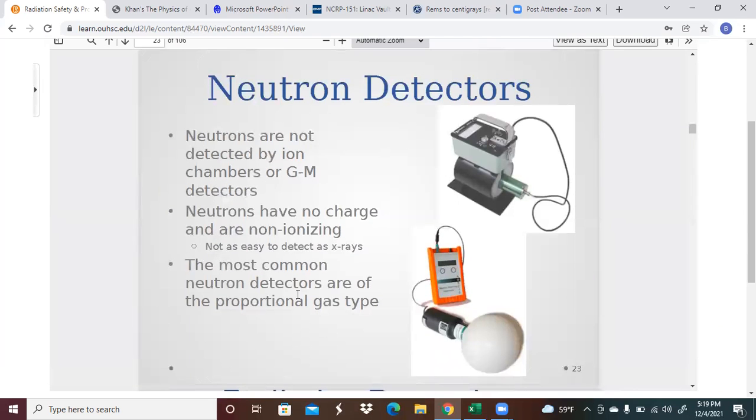Neutron detectors. Neutrons are not detected by ion chambers or the GM detectors. Neutrons have no charge and are non-ionizing, and they're not as easy to detect as X-rays. The most common neutron detectors are the proportional gas type.